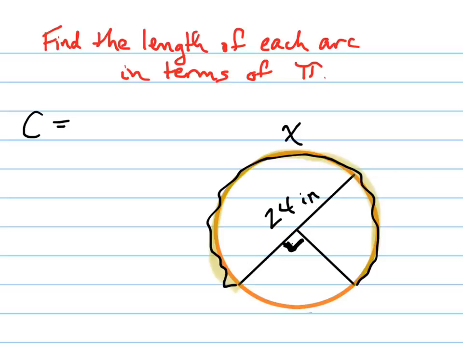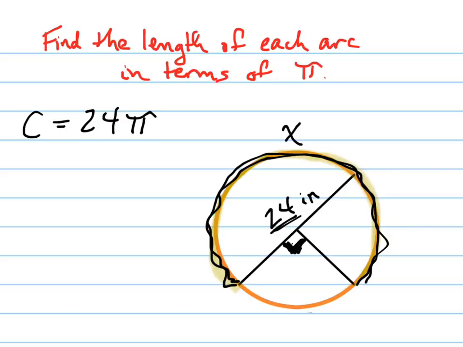Get that in your head. What's the circumference? Well, it's 2 pi r, or pi d, and our diameter is 24, so that's easy. It's just 24 pi. Well, that's the circumference. I want to think of what fraction of the circumference I'm looking at. What fraction or what portion of the circumference is x? And so let's figure that out.